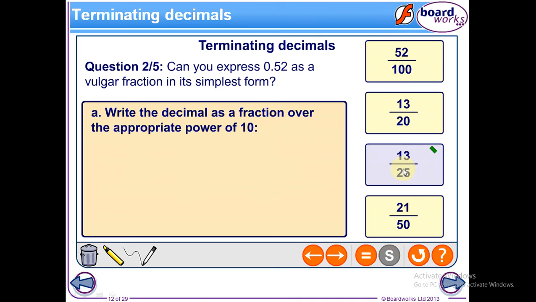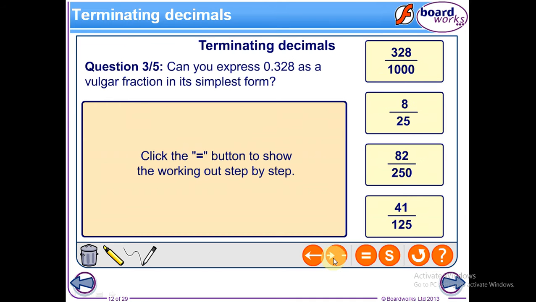So the answer is here. That's a good one. Let's go ahead with the next question. Can you reduce this one? The place value of 8 here, guys, you go for the place value of the last digit. So the place value of 8 here is what? 1000. So automatically you should have 328 over 1000.